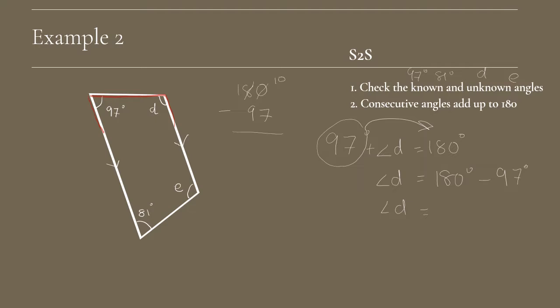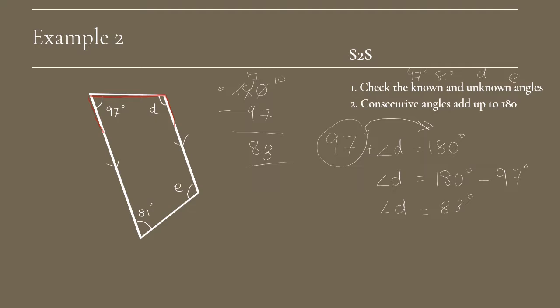This becomes 10 and this becomes 7. So 10 minus 7 is 3. That becomes 17, 0. So what is 17 minus 9? We have 8. So angle D equals 83 degrees.